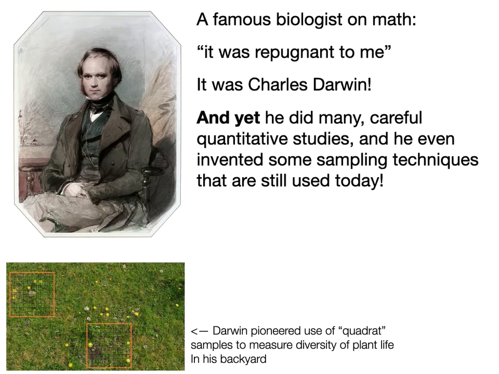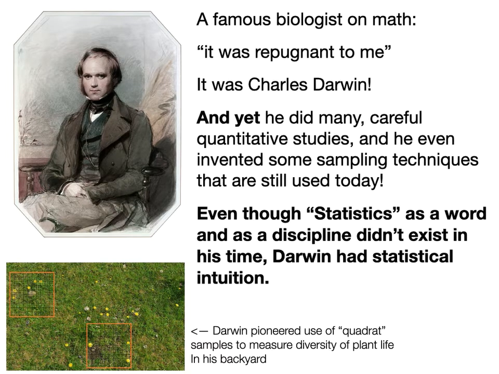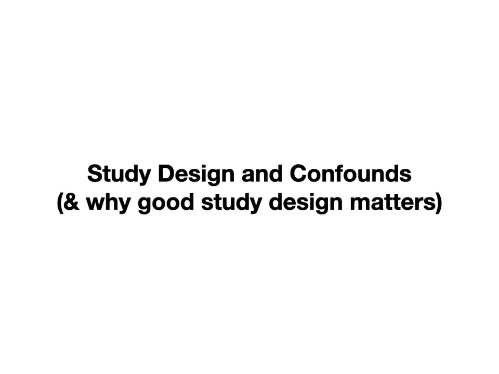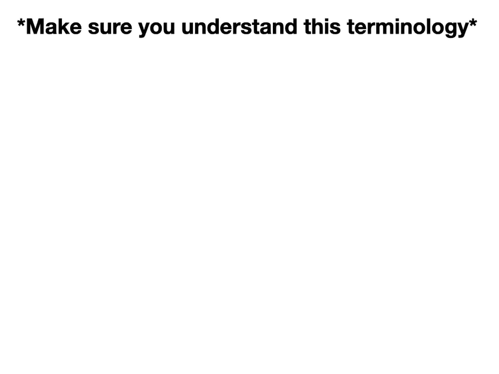And so it's that intuition for variation and randomness that's really what I want you to gain from this course, is the kind of understanding of those processes that underlie all of the fancy techniques that are being developed. Okay, so even though statistics as a word didn't exist when Darwin was doing his work and didn't exist as a discipline, he had that intuition. All right, so today's topic, study design, confounds, and why good study design matters.